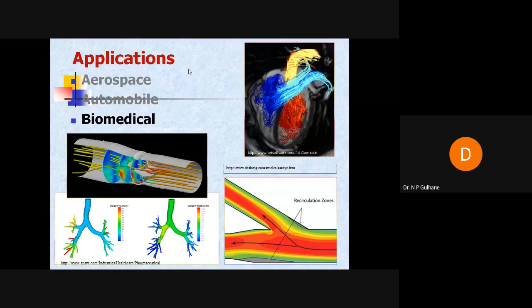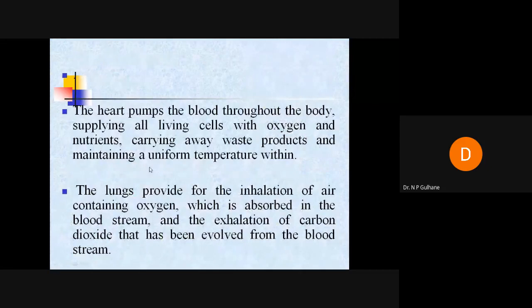You can see this heart pumping the blood in the entire body. These are all the veins that carry the blood. This is the network of veins. The heart pumps the blood throughout the body, and it supplies all the living cells with oxygen and nutrients. And the important thing is, when it supplies oxygen and nutrients to the entire cell, it also carries waste products to the outside. This is the beauty of the body.